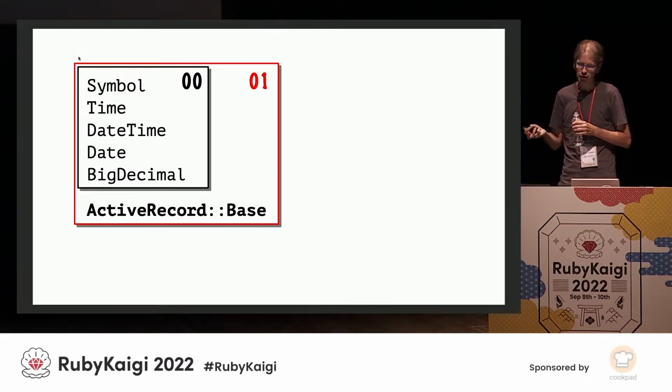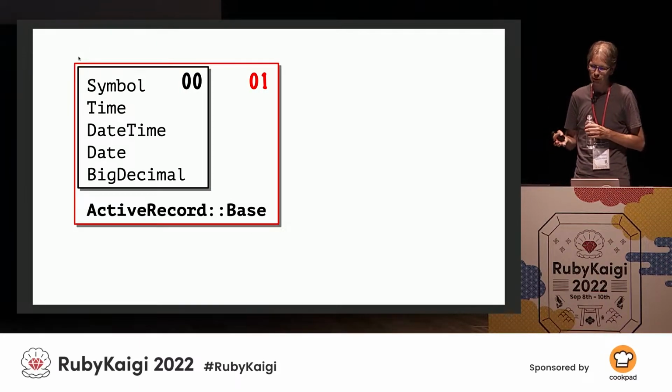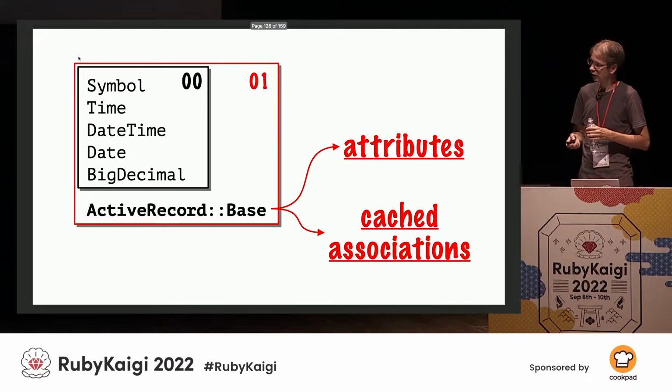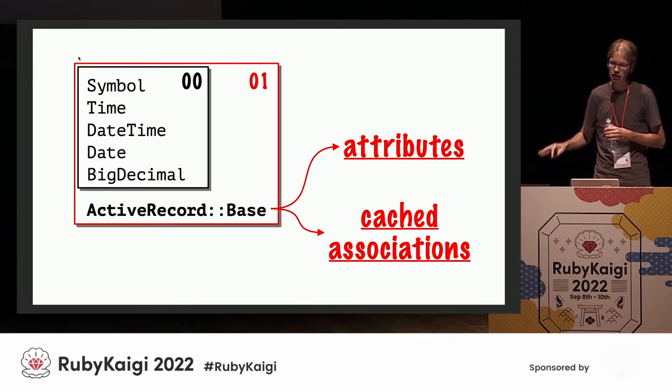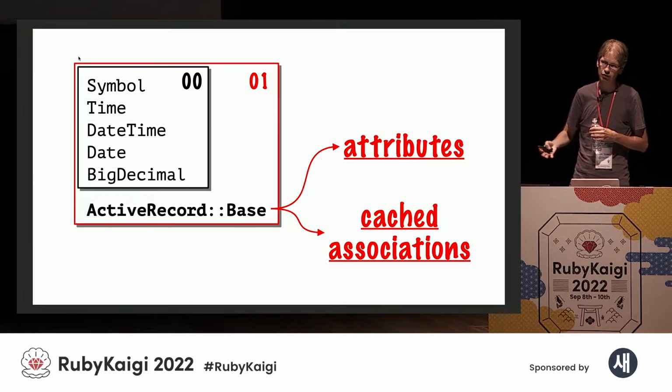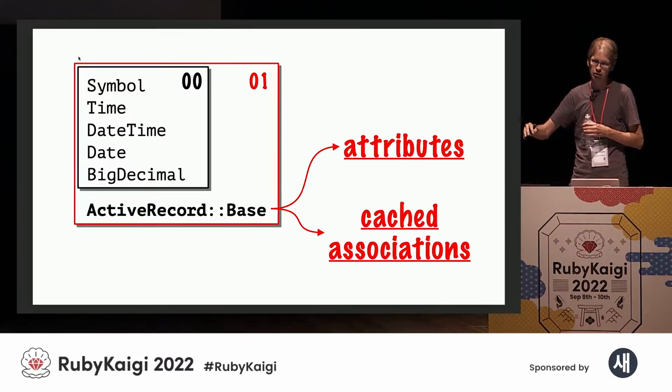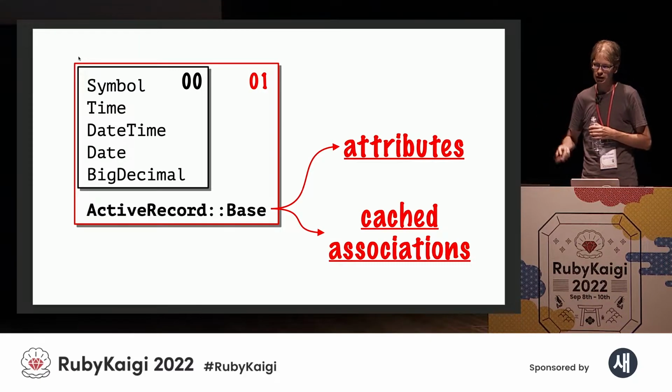But very quickly, before we could even deploy MessagePack, we knew that we needed Active Record. And Active Record is a bit of a tricky one. I'm not going to go into too much detail, but the main thing is we needed to serialize the attributes of a record, but also its cached associations. So it's loaded associations, right? If you already loaded some associations on a record, you don't want to load them again when you bring it back out of the cache.